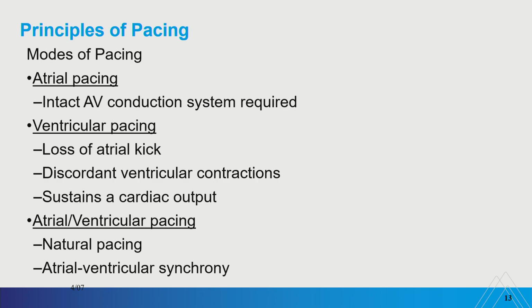The first type is atrially pacing. Now, in order to be able to atrially pace your patient, you have to have a competent AV node. If you're in a third, a second-degree heart block, you cannot just atrially pace this patient, okay?